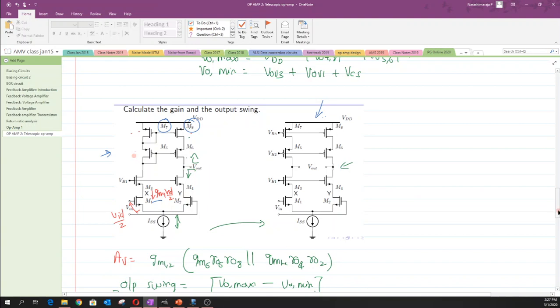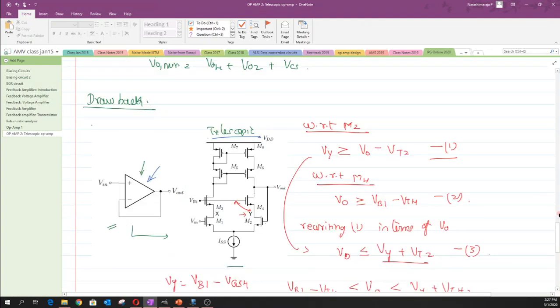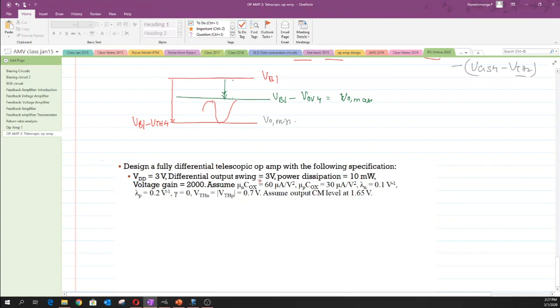So you need to draw the complete picture of the circuit in order to solve this particular problem. When you are asked to design, you have to draw this entire circuit setup, and when it has been set as fully differential, one has to have a differential output swing of this telescopic op amp. So hope that you are clear with this.